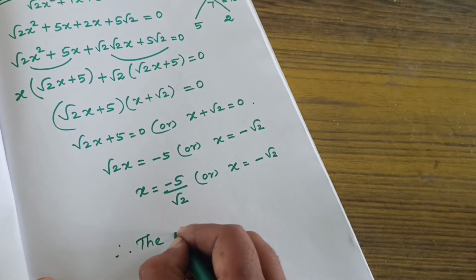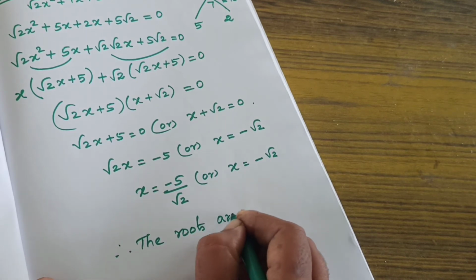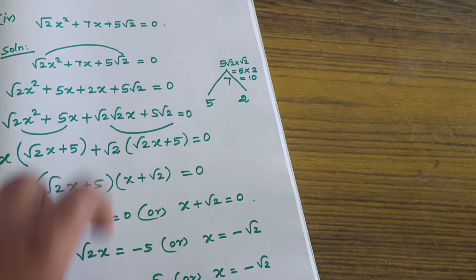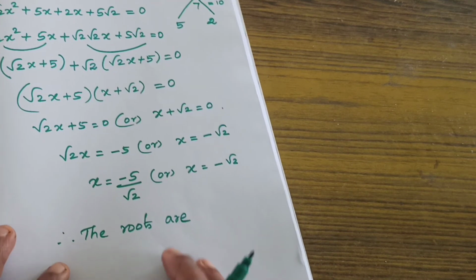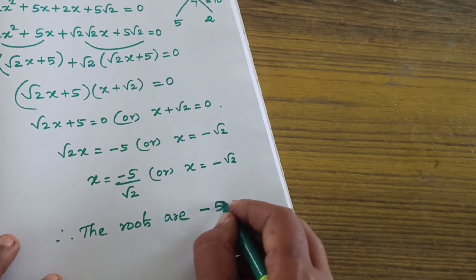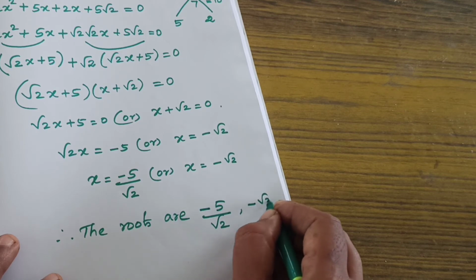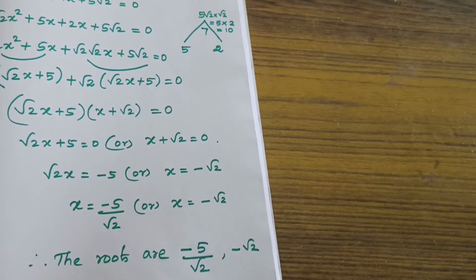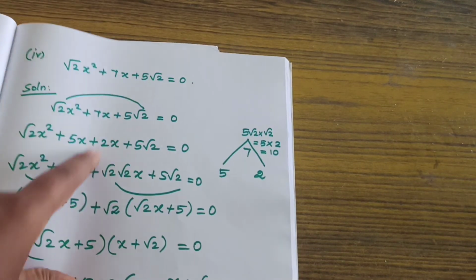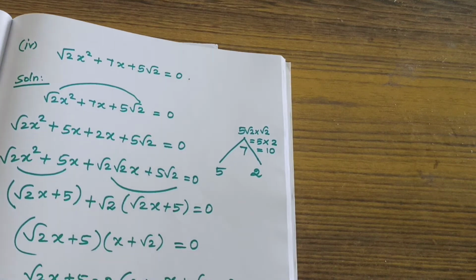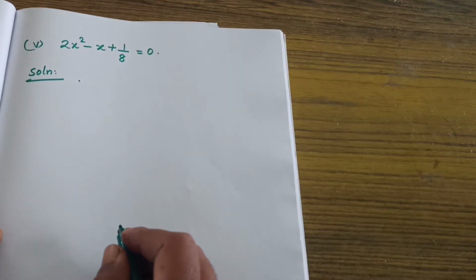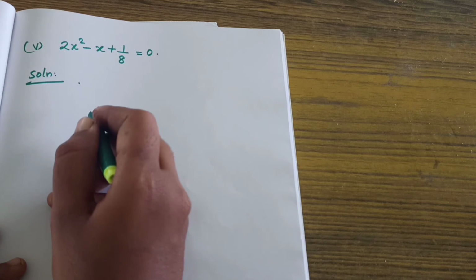Therefore, the roots are, once again check the question. The question is in x variable, answer we are getting in x variable, so correct. So, the roots are minus 5 by root 2, comma minus root 2. We are getting two roots. Why we are getting two roots only? Because it is the quadratic equation. Got it?